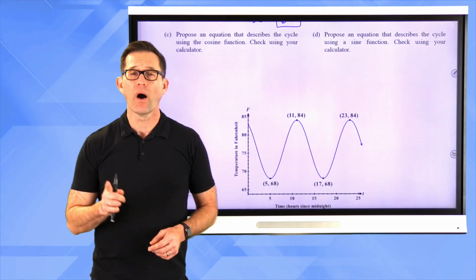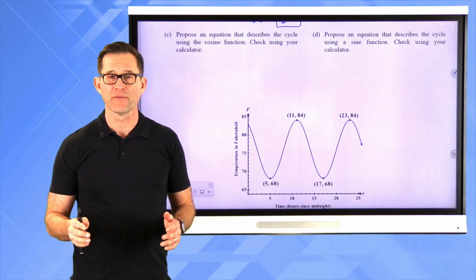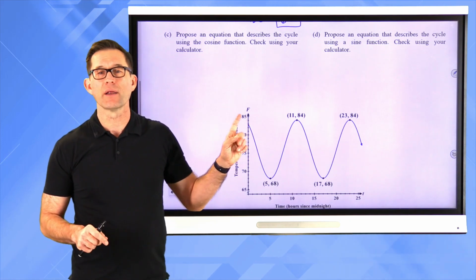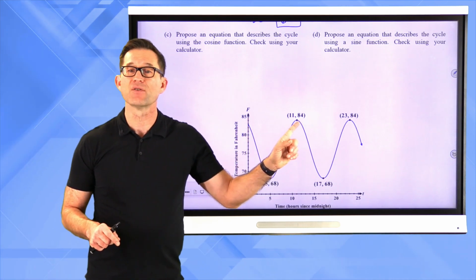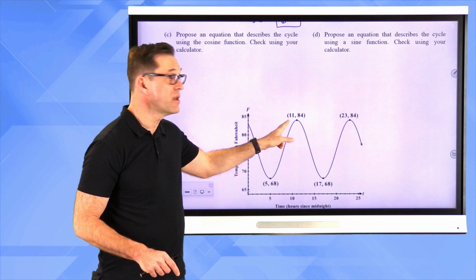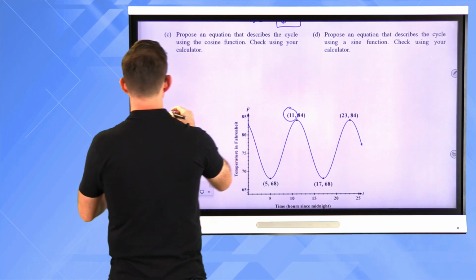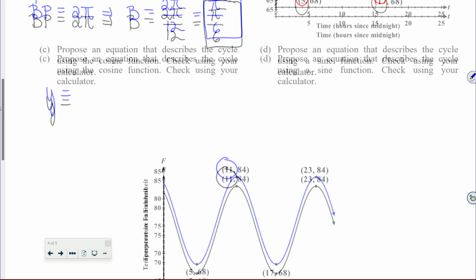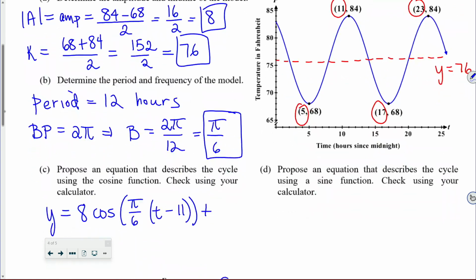Now, the reason why is because cosine naturally starts at its maximum. So without a horizontal shift, cosine would be starting at 0, 84. If I wanted to shift it so that it lines up here, I would want to shift it by 11 hours. So one of the easiest ones to do here is to just say that y equals, what was our A? Our A was 8. 8 times the cosine of pi over 6 times t minus 11, plus 76.